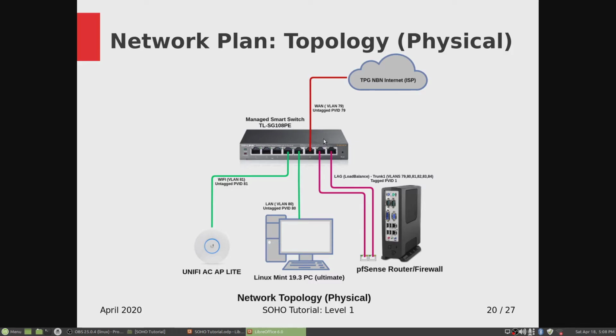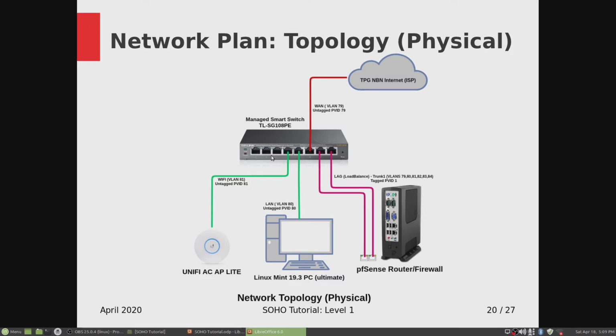I'm going to make this into a trunk as well, so I don't have any bandwidth bottlenecks between the router and the other devices. And then I'm going to connect my Linux Mint client desktop on to port number 5, and port number 6 will be connected. This is actually an Ethernet cable going to the internet box, to my ISP, a TPG NBN internet box. From the box to the managed switch is a 1 gigabit Ethernet cable, Cat5e.